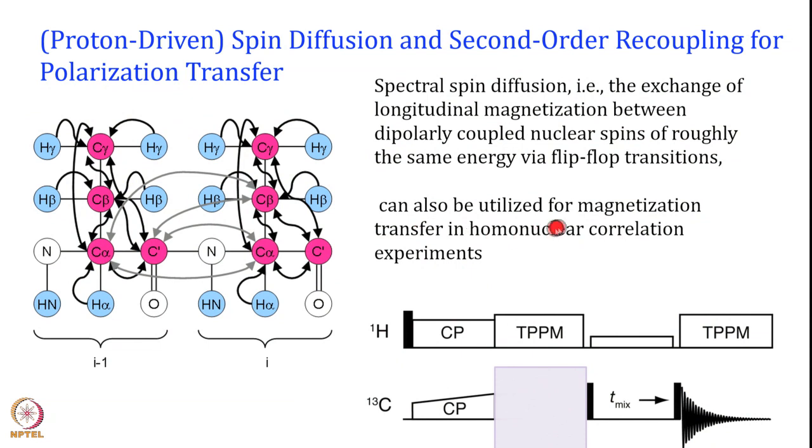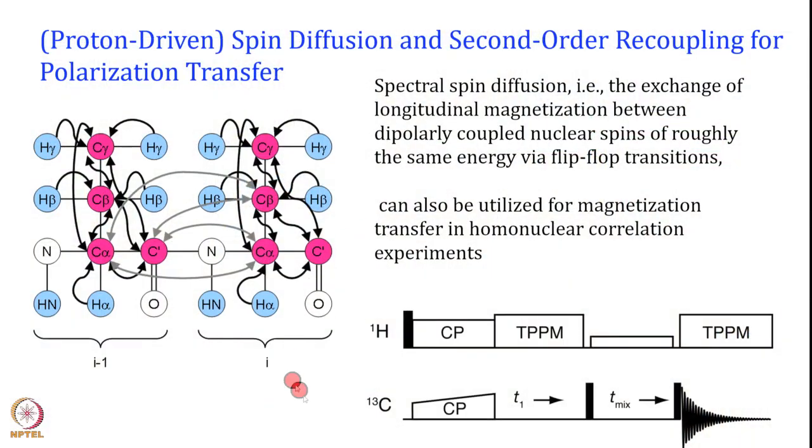But here actually the magnetization is mixing through dipolar coupling, and this is by something called the flip-flop mechanism. Using this we can utilize the magnetization transfer in a homonuclear correlation experiment. So, here we are decoupling protons and letting them mix. Here is the mixing happening, and then while decoupling proton we detect on carbon. This is called PDSD, proton driven spin diffusion. By the method of spin diffusion, magnetization is getting transferred and we are detecting on carbon.